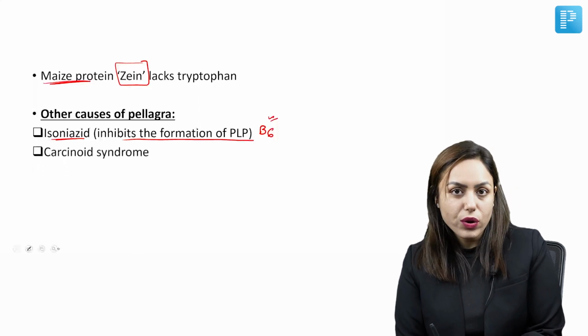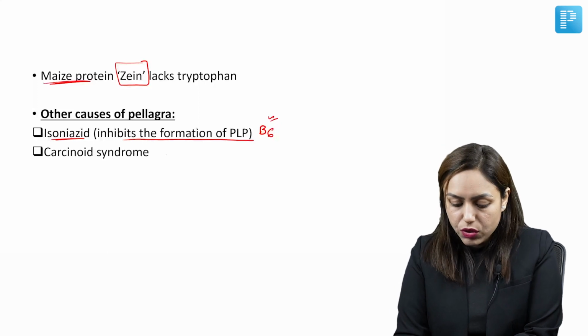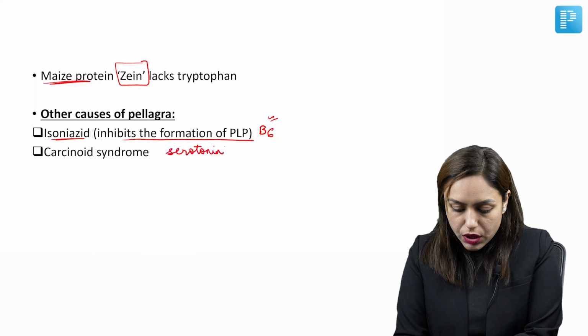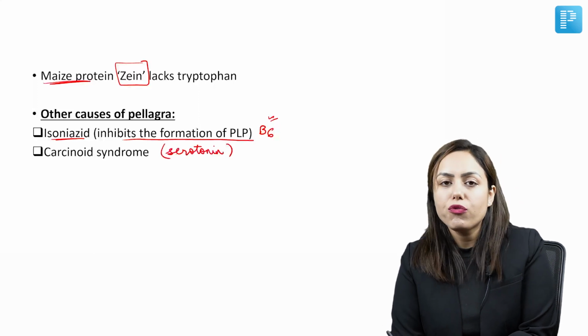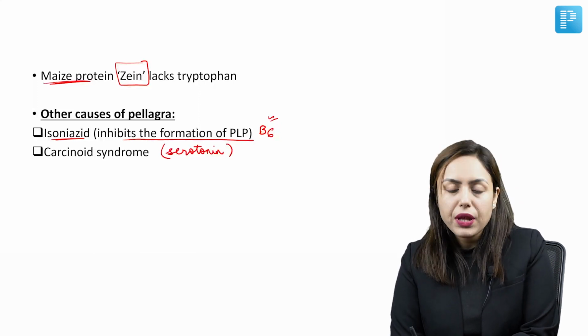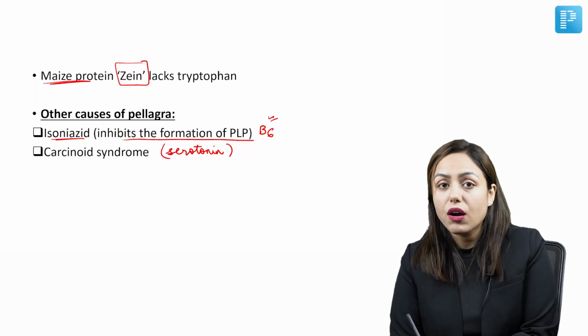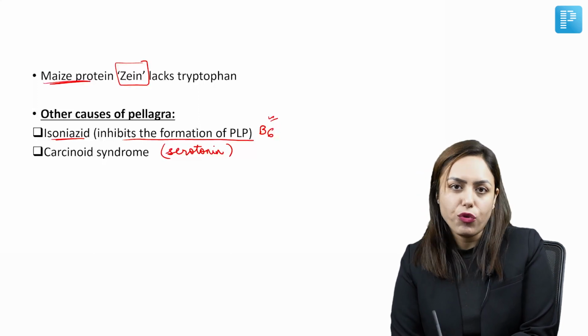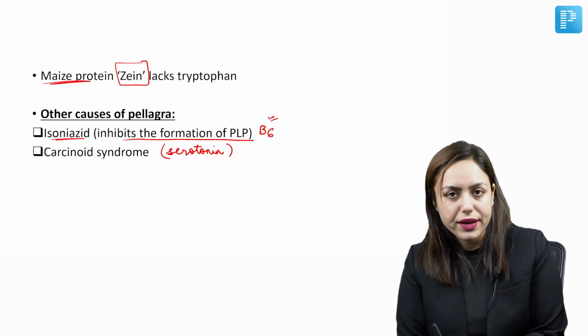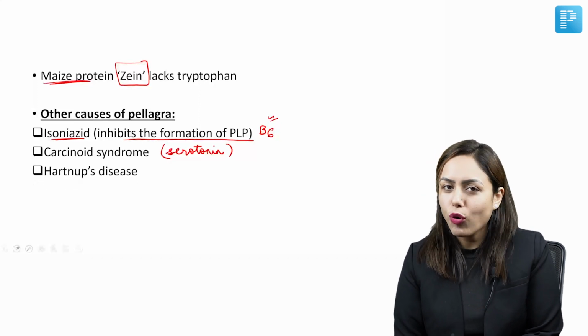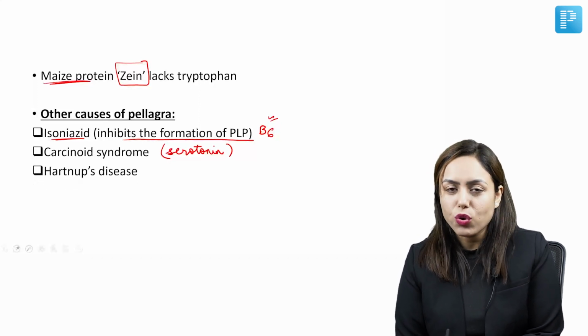Then Carcinoid Syndrome, which is a tumor of carcinoid cells making lots of serotonin. So tryptophan is used up in the formation of lots of serotonin, so less tryptophan is available for niacin formation, leading to pellagra. Then Hartnup's disease, which we have already done. So these are other causes of pellagra.